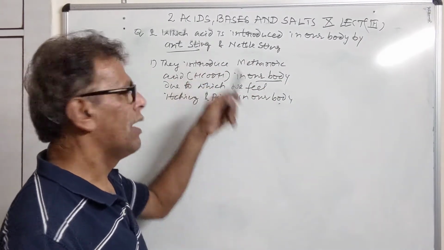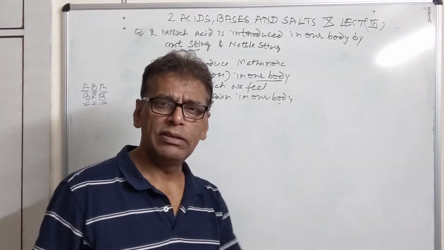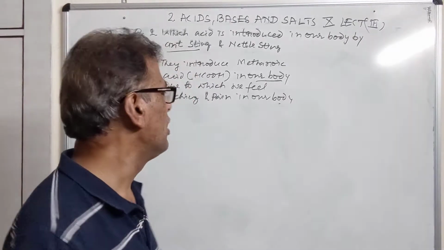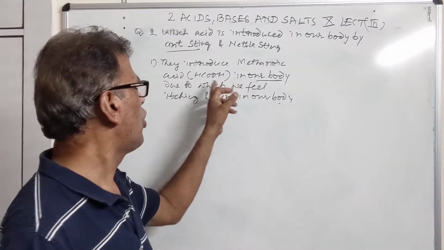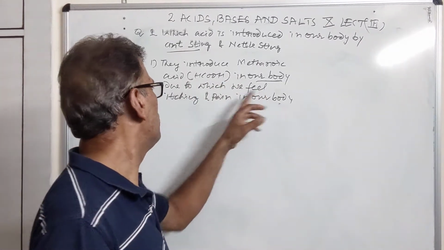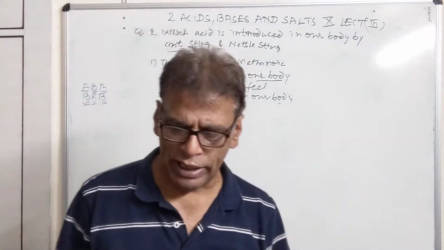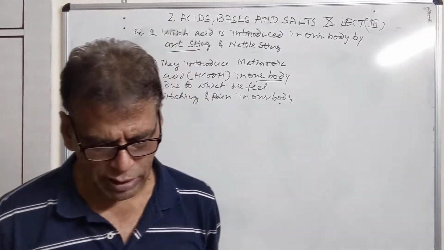So ant sting is the bite of the ant, and nettle sting is the bite produced by the hairs present on the leaves of the nettle plant. They introduce methanoic acid, that is formic acid, in our body, due to which we feel itching or pain. So this is methanoic acid, whose pH is less than 7.